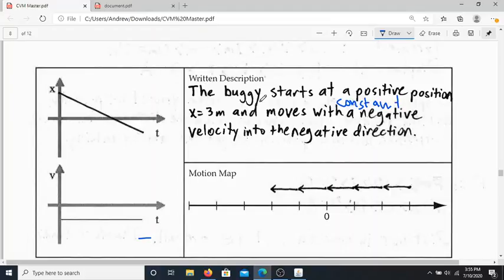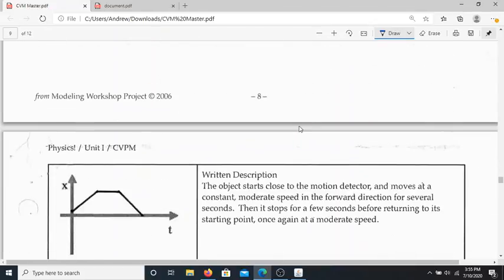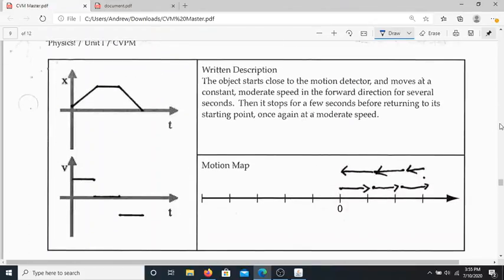All right, so hopefully, ladies and gentlemen, you had a chance to work through question 3. It starts with a written description. The object starts close to the motion detector, which we're going to define as the origin. It moves at a constant, moderate speed in the forward direction for several seconds. Forward direction is just a fancy way of saying positive direction. Then it stops for a few seconds before returning to its starting point, once again at a moderate speed.